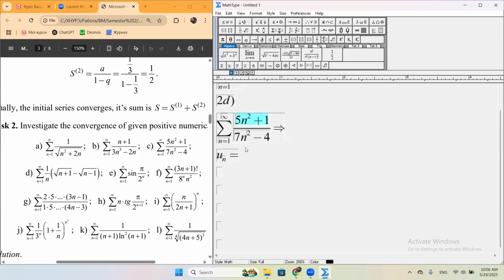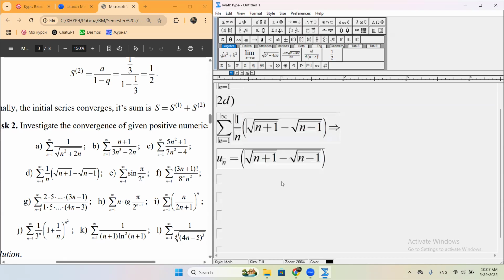So the following series: 1 over n times the quantity square root of n plus 1 minus square root of n minus 1. Let's write down the nth term.